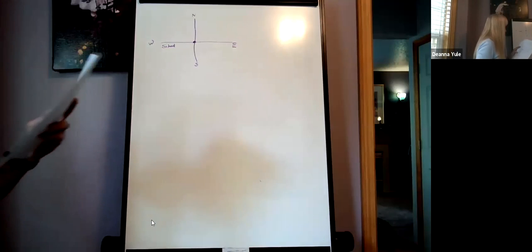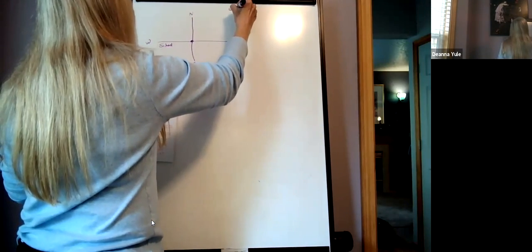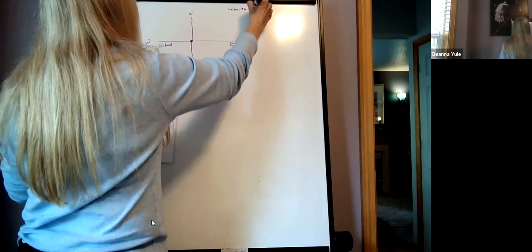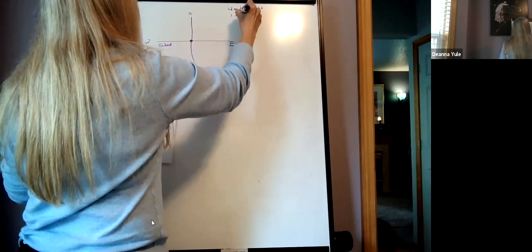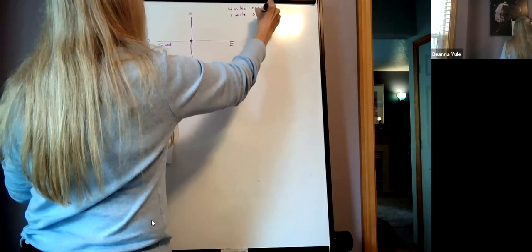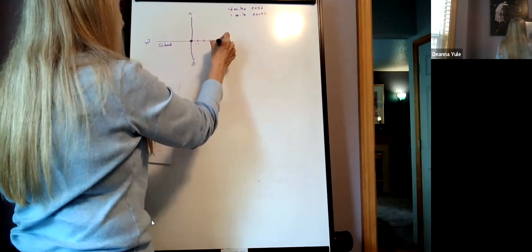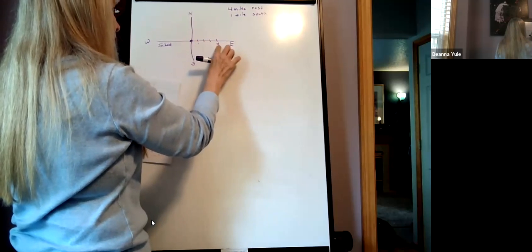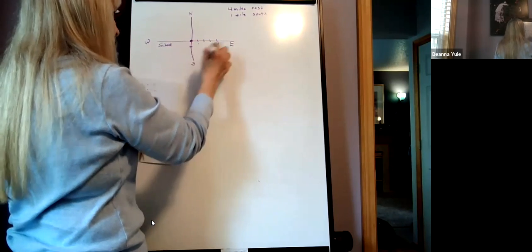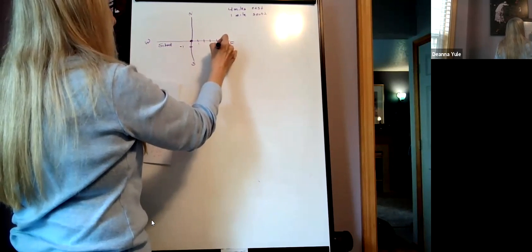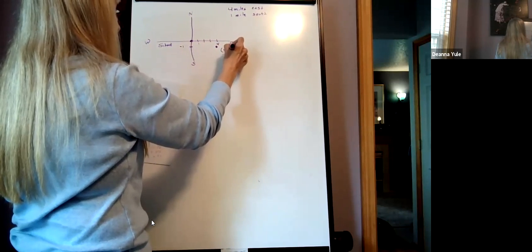Okay, so I am going to go 4 miles east, and then I am going to be 1 mile south. So here's 1, 2, 3, 4. If I move 4 units to the east and 1 mile south, I'm moving down. So this is -1. So here is my point right now, and I am at (4, -1).